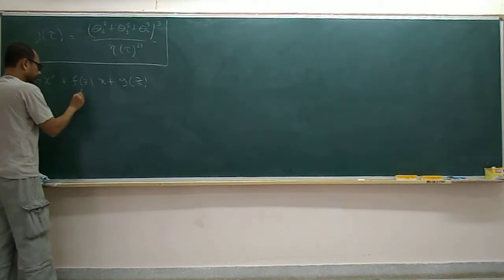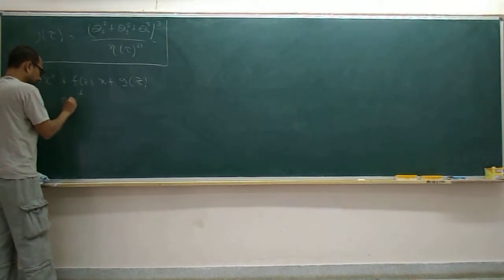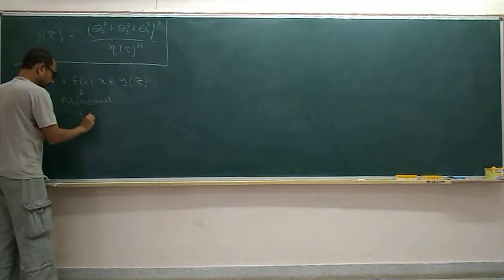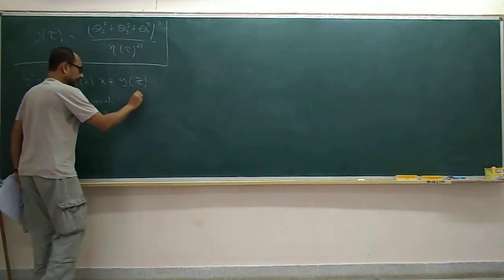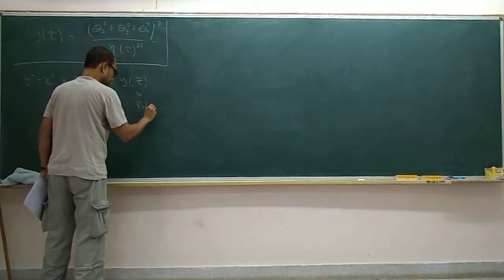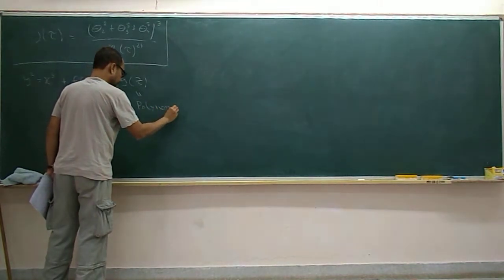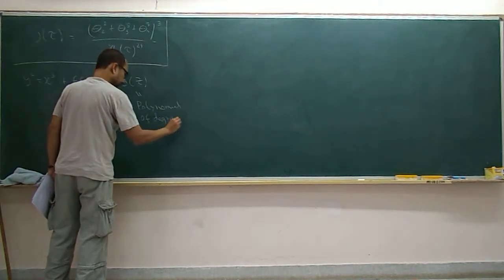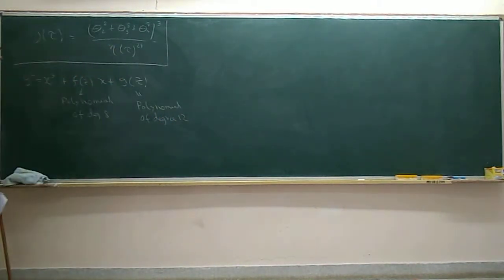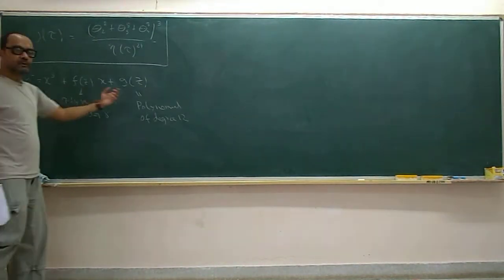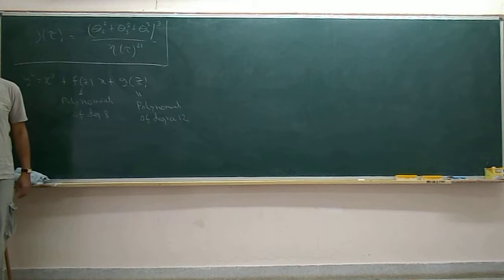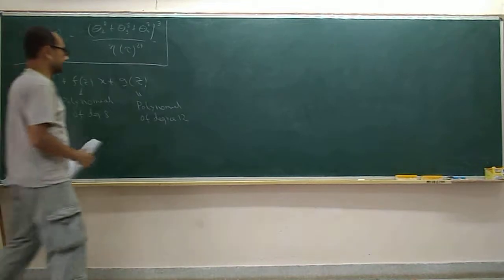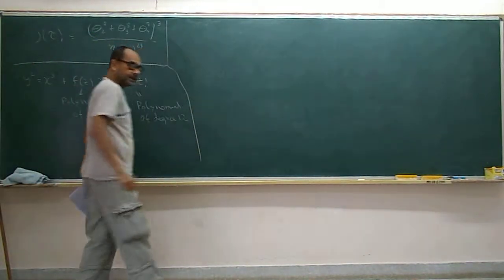So f of z is a polynomial of degree 8. g is a polynomial of degree 12. So we have three complex variables, one equation, so that gives you a two complex dimensional space, and that we said is elliptically fibered K3. Okay, we discussed why the first Chern class vanishes for this.